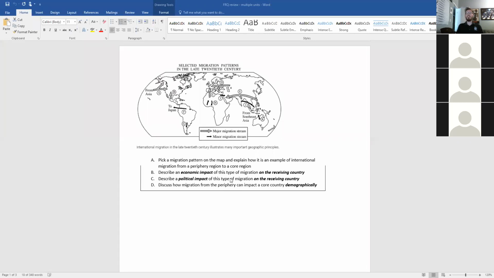All right, so on to our last one. We're looking at migration trends around the world. So it says, pick a migration pattern on the map and explain how it's an example of international migration from a periphery region to a core region.